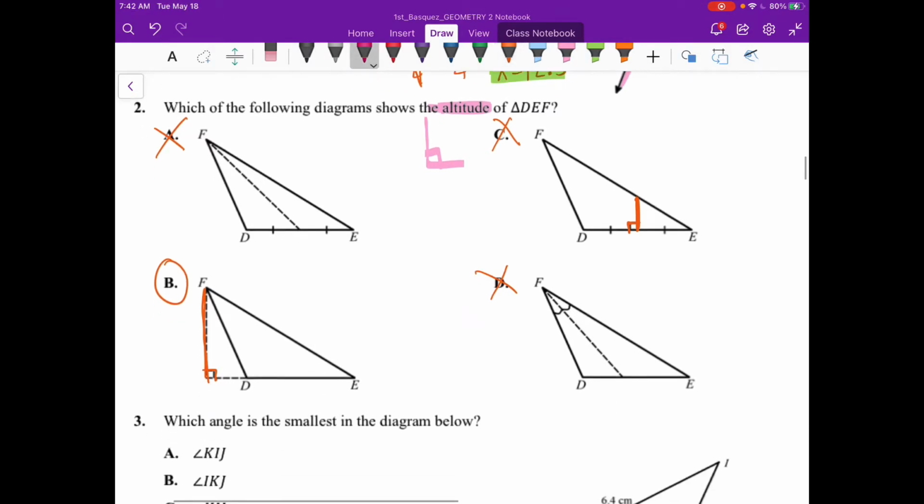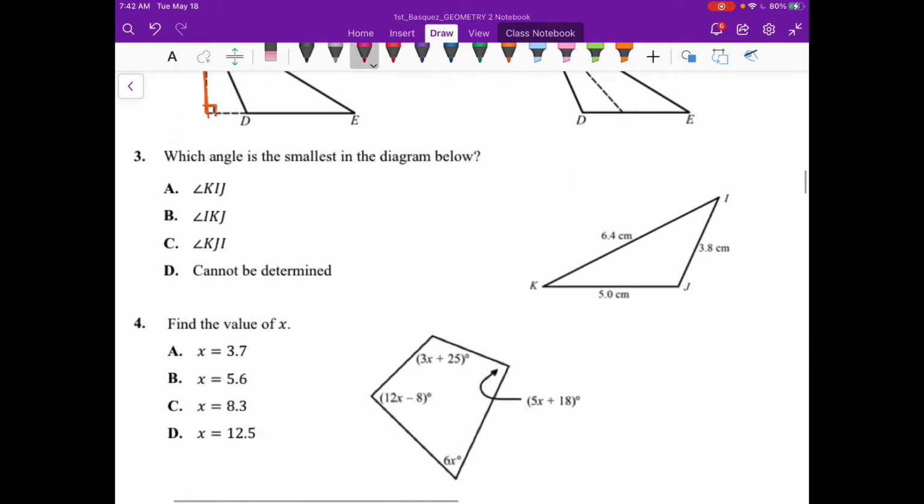Moving on to question number 3, we have which angle is the smallest in the diagram below? So thinking about a few chapters ago, we talked about how corresponding sides correspond to angles. In this case, I have highlighted the smallest side in this triangle. The smallest side is 3.8, which means this side is going to be across the smallest angle. So smaller sides are always across smaller angles, bigger sides across bigger angles. So which angle is the smallest? This is going to be the smallest.